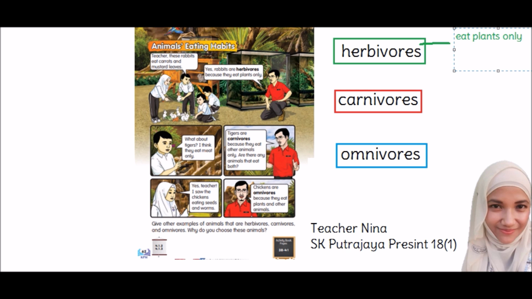Now, what about carnivores? Tigers are carnivores because they eat other animals only. So, carnivores are animals that eat other animals only.